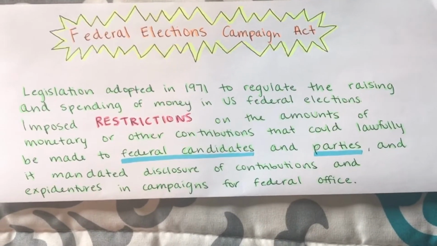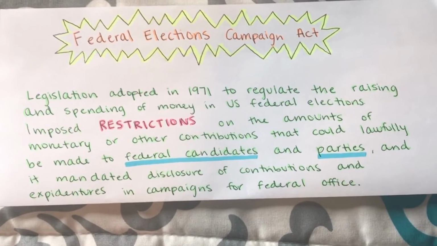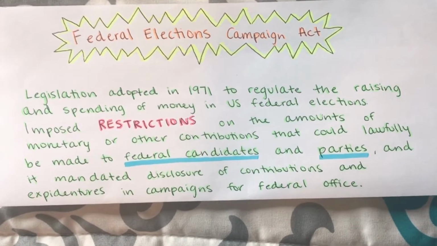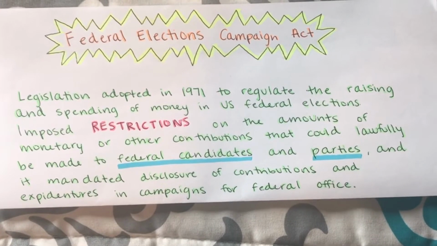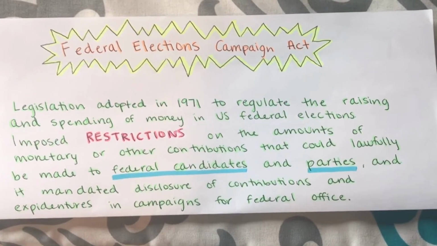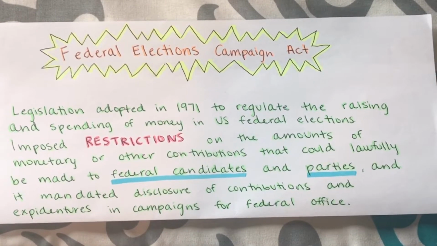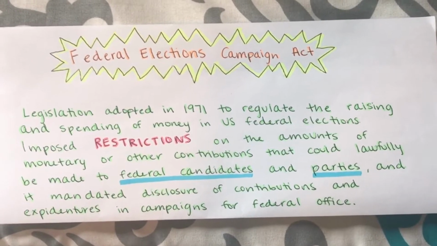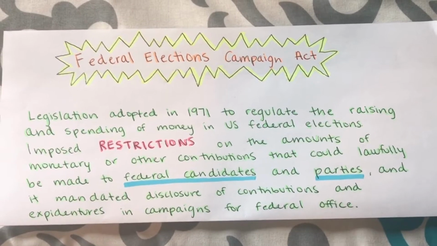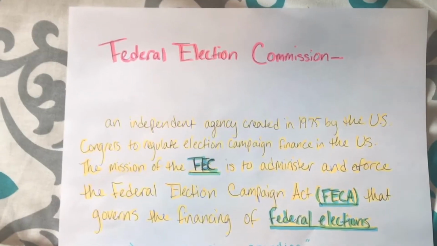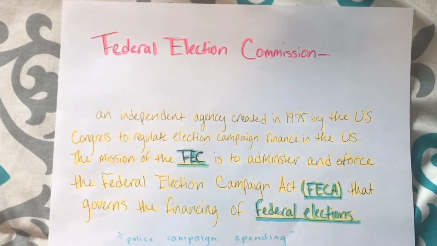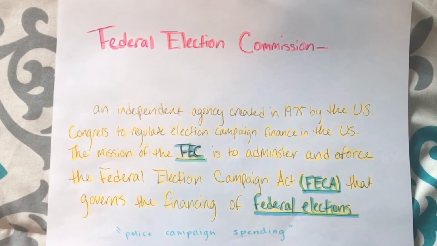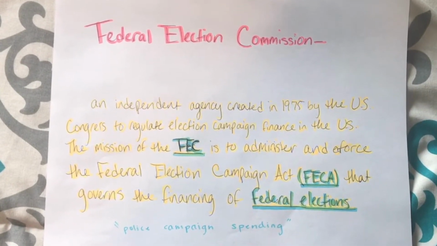The Federal Elections Campaign Act was a legislation adopted in 1971 to regulate the raising and spending of money in U.S. federal elections. It imposed restrictions on the amounts of monetary or other contributions that could lawfully be made to federal candidates and parties, and it mandated disclosure of contributions and expenditures in campaigns for federal office. This led to the creation of the Federal Elections Commission, an independent agency created in 1975 by the U.S. Congress to regulate election campaign finance in the U.S.